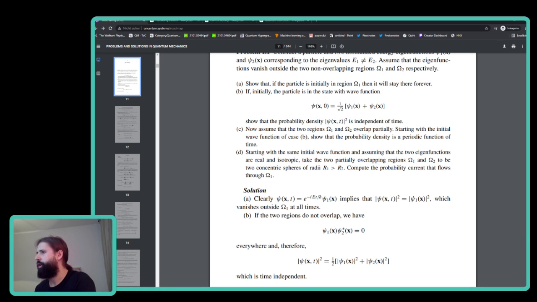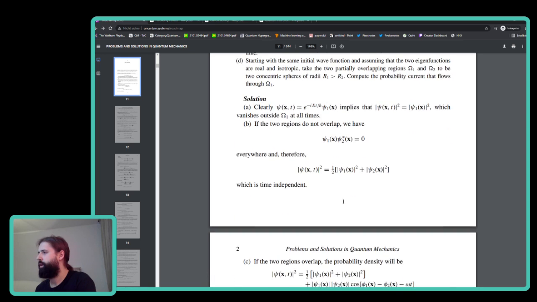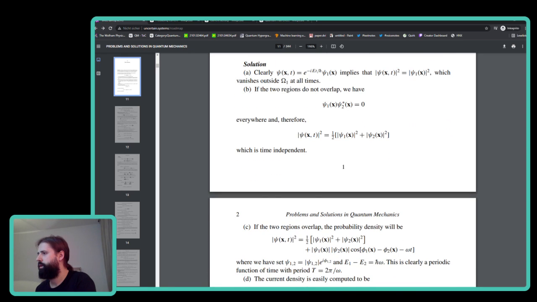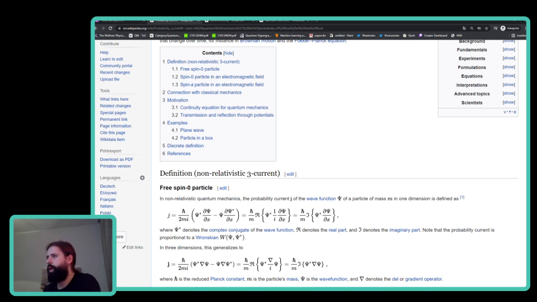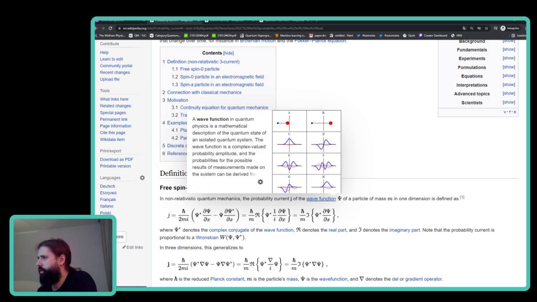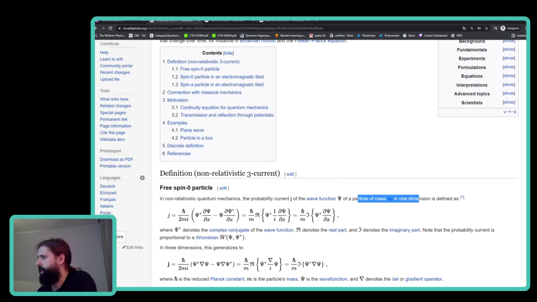and then the probability current that flows through omega 1, right? Flows through omega 1. But then in non-relativistic quantum mechanics, the probability current of a wave function of a particle of mass m in one dimension, maybe it's because if we're using R, then we can treat this as just one dimension, so we can apply that specific probability current, because otherwise we would have to pick another one. So maybe that is why you need this to be isotropic, and it just makes it easier, right? So we know we can use this. This is a good starting point.